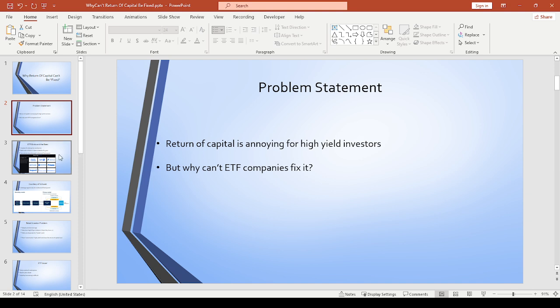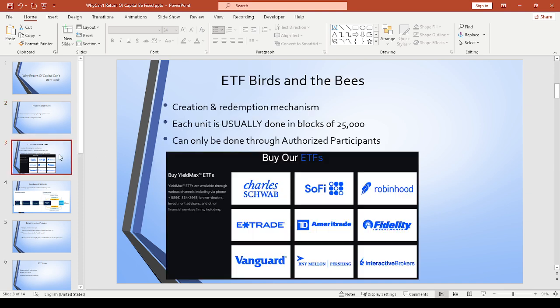Unfortunately, there's not a lot of good resources out there, but I did manage to find two that I thought were somewhat decent, so I'll share them with you. First off, you have to learn the birds and the bees of ETFs. ETFs don't just come out of nowhere. It's not like you and I can just buy a whole bunch of stocks or do a whole bunch of option trades and then try to sell it to the public. There's a lot that goes on in the background.